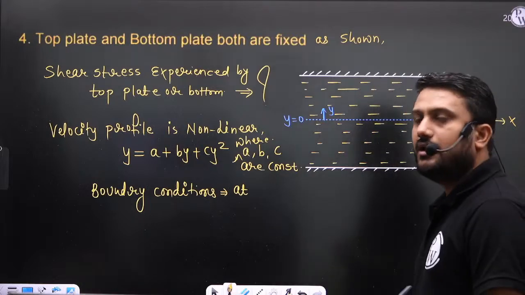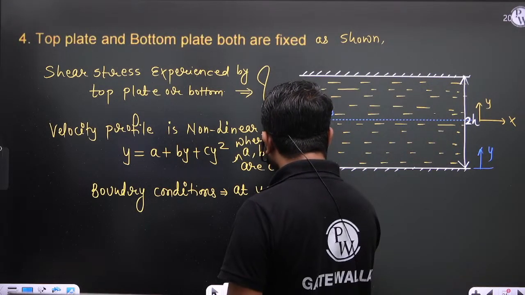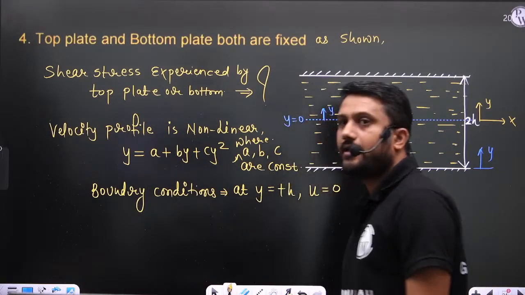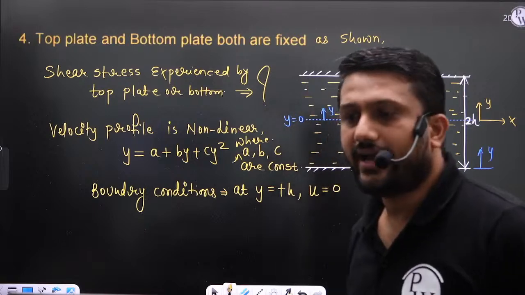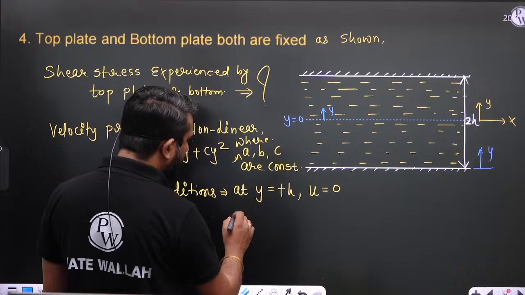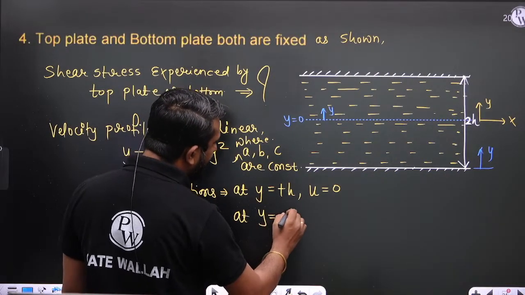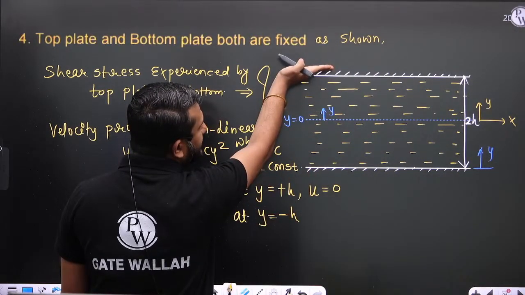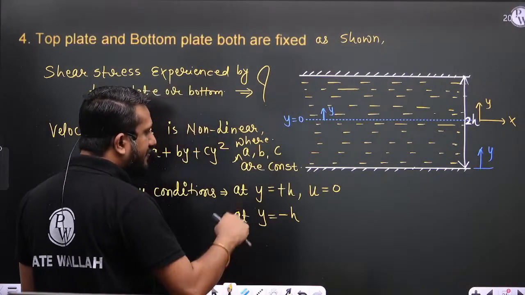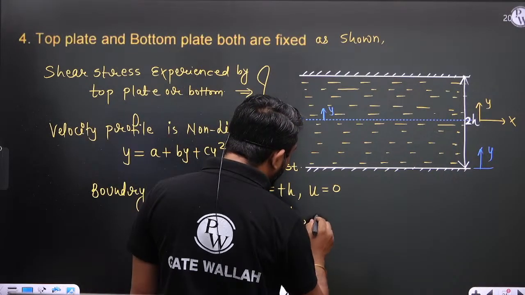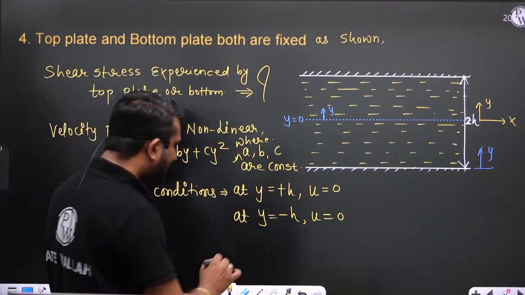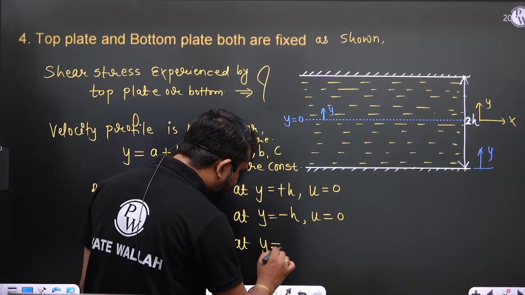Can we write at y is equal to plus h, u is 0? Yes. At y is equal to minus h and at y is equal to plus h, this is a fixed plate. So at y is equal to plus h, u is 0, and at y is equal to minus h, u is equal to 0.